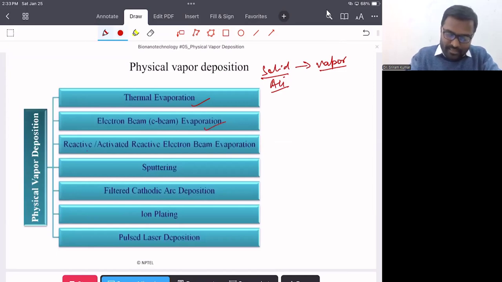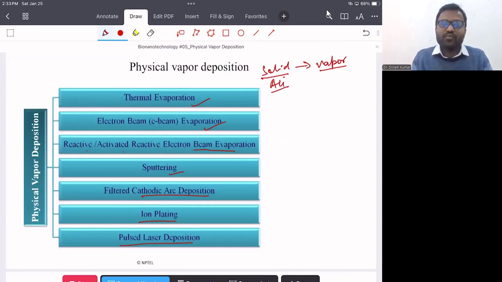Third is the reactive electron beam evaporation technique. Fourth is a sputtering technique. Next is the filtered cathodic arc deposition technique, and sputtering and the pulsed laser deposition technique.